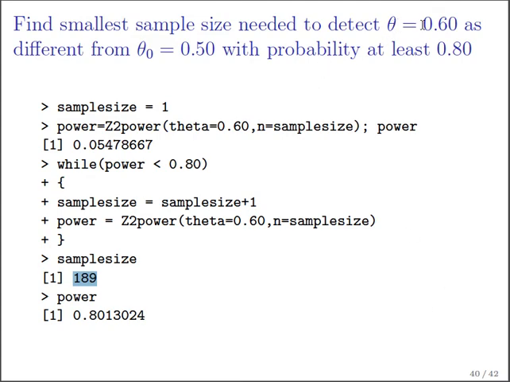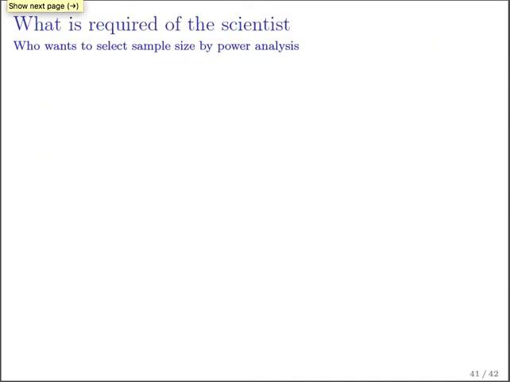in order to have, if the true level of preference for the new coffee beans is 60%, then this particular test of theta 0 equals 0.5 will reject the null hypothesis with probability at least 0.8, a good degree of power, if your sample size is at least 189. And so probably they would choose 200 or something like that. And this would be a successful power analysis. Of course, more complicated models require more thought about the parameter values.